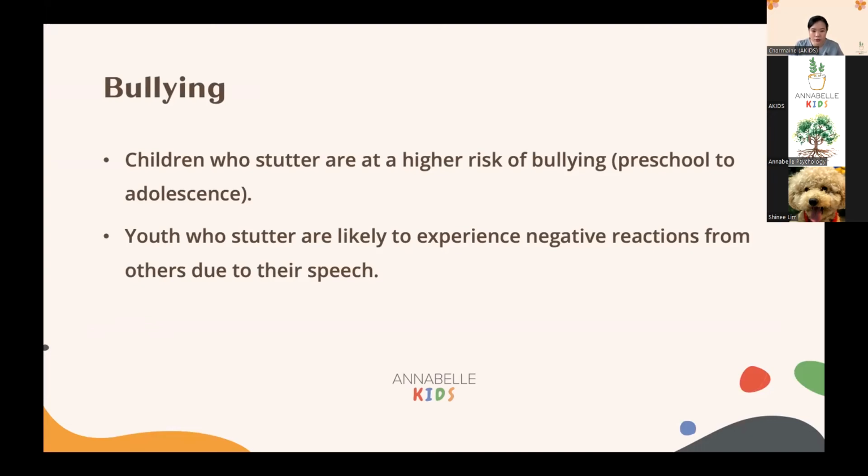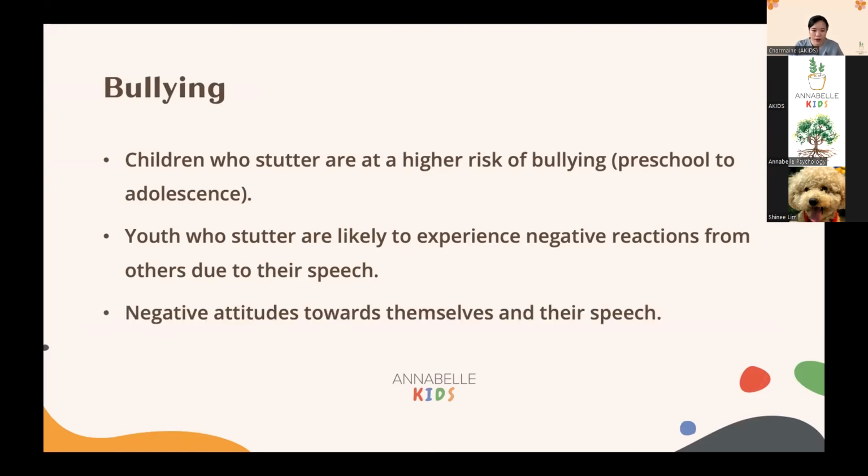And we also know that youth who stutter are likely to experience negative reactions from others because of their speech. And this also results in them having a lot of negative attitudes towards themselves and their speech because they experience so many negative reactions from others. Okay, so also in a survey of 267 adults done in 1999, actually 83% of these adults reported that they were bullied in school. So there is an association with the way that they speak and the way that they are treated by others. Then their experiences with their peers, with other people, are quite negative. That results in a lot of negative feelings towards themselves as well.